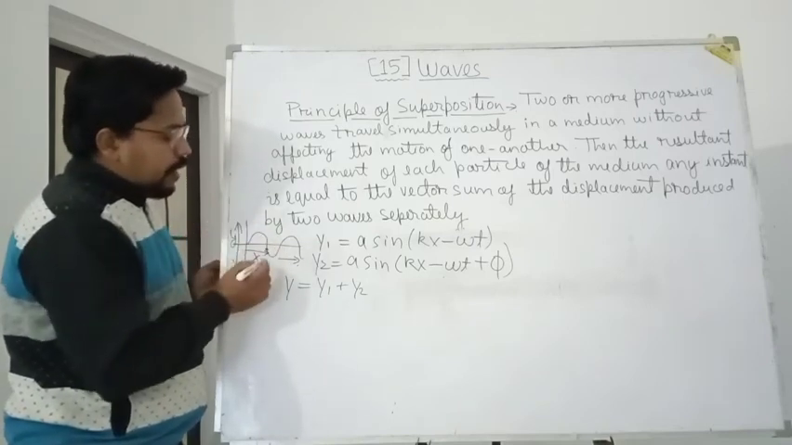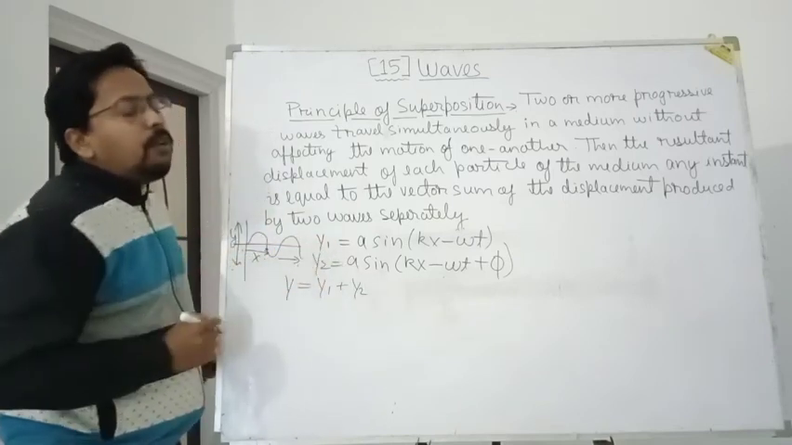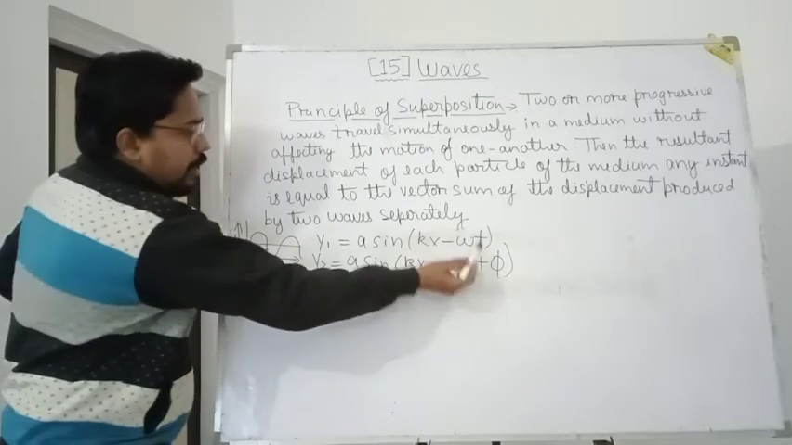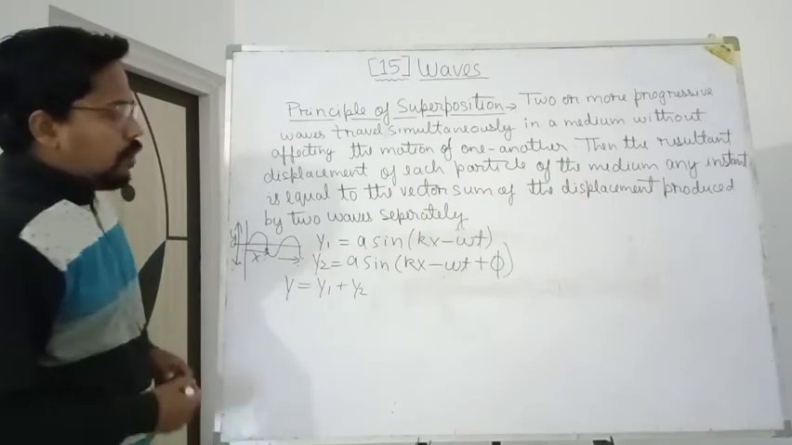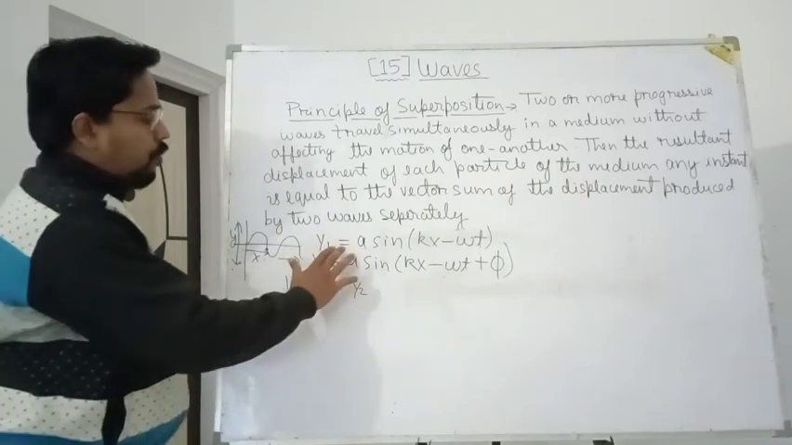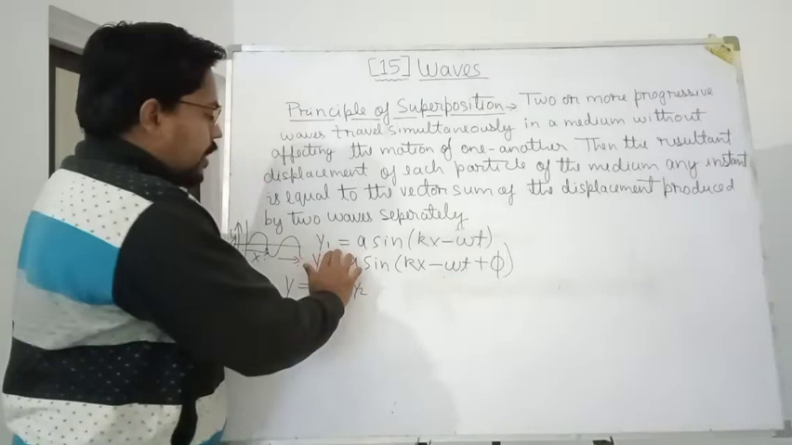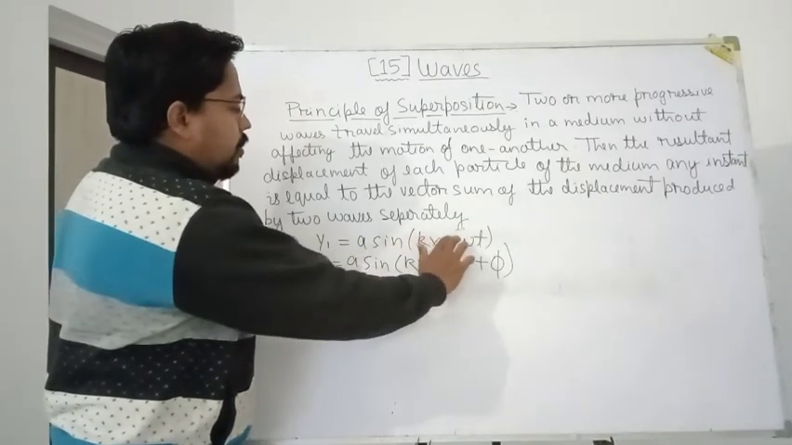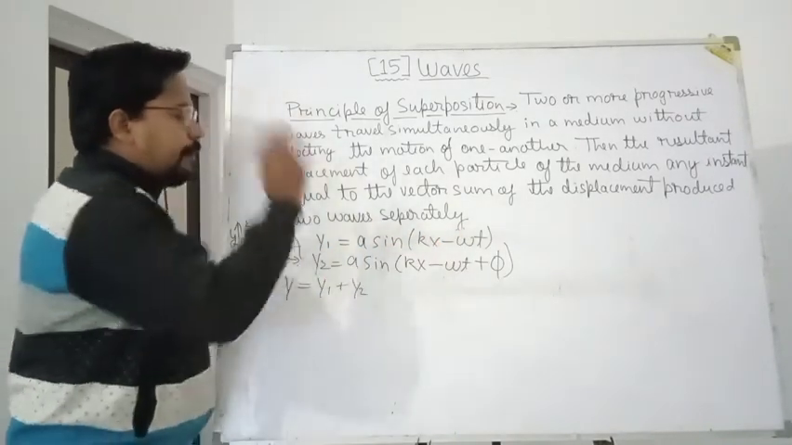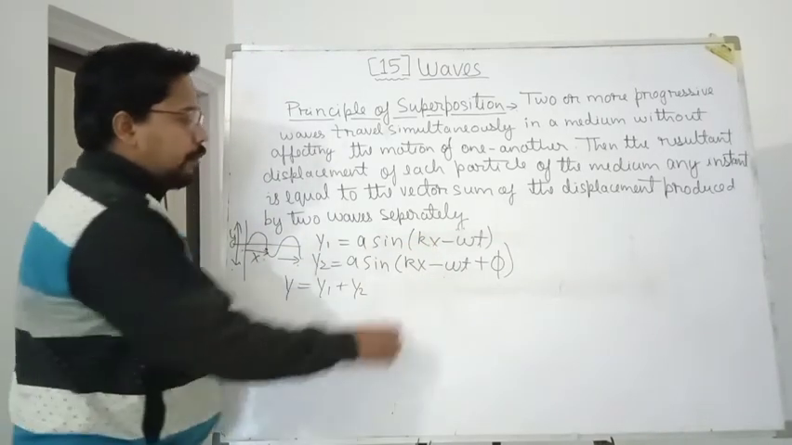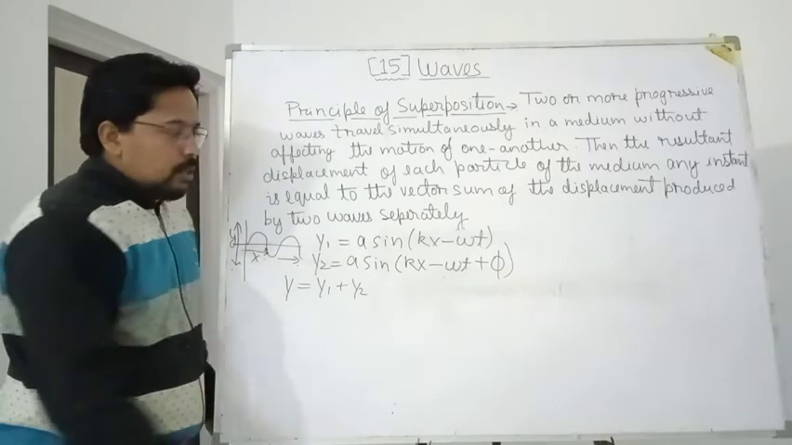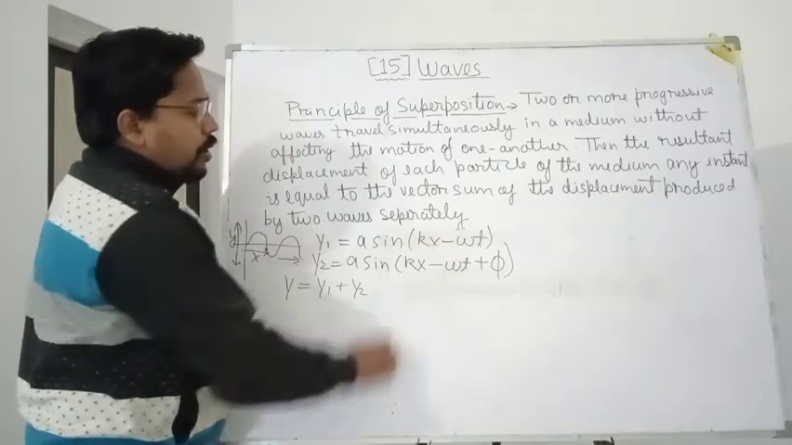At any instant, what is the displacement of that particle? That instant is t, and omega is the angular frequency of that wave. This is the general format that we know for a progressive harmonic wave: y is equal to a sine of kx minus omega t, where a is the amplitude and k is the propagation constant. We will be talking about the propagation constant.